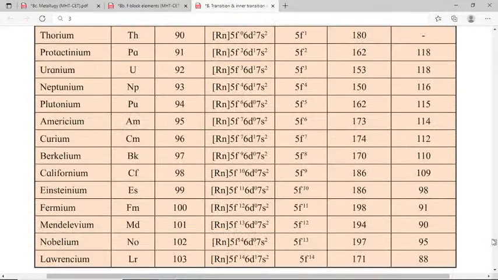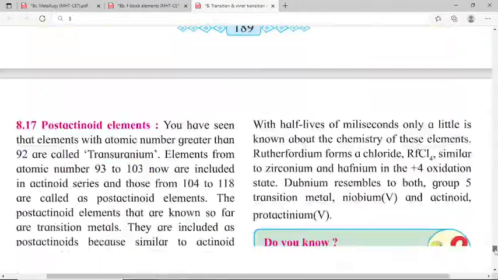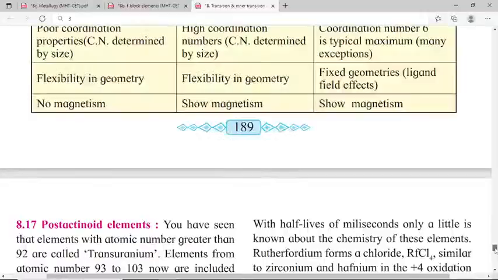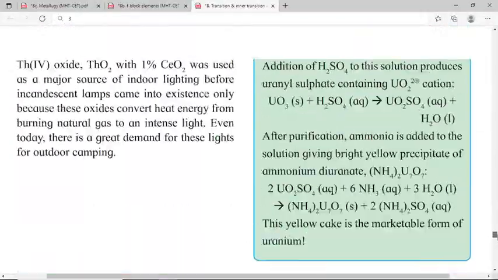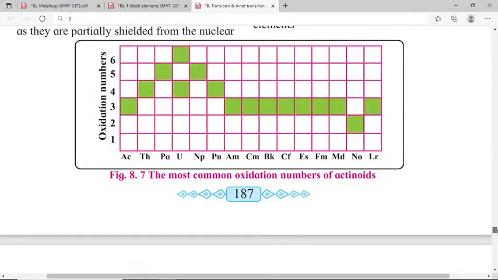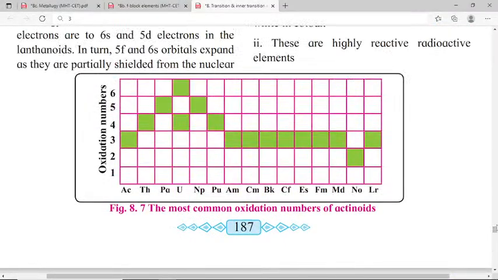This is the second inner transition series element. Oxidation state, okay, written here. This is the oxidation state. Actinium +3, thorium +4, protactinium +5, uranium +6, +4 also.